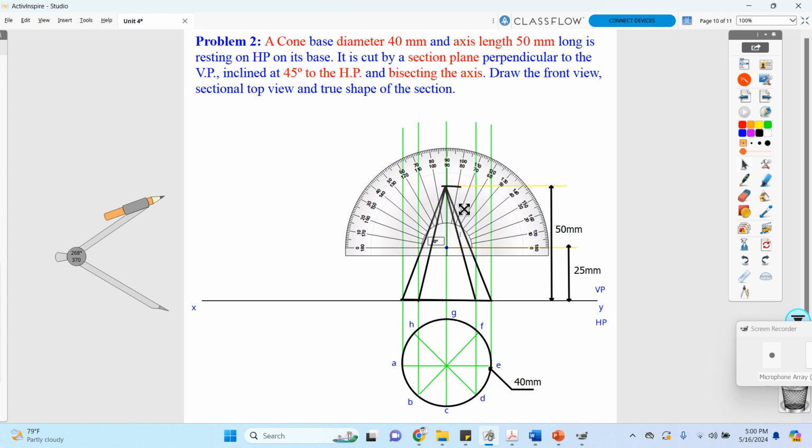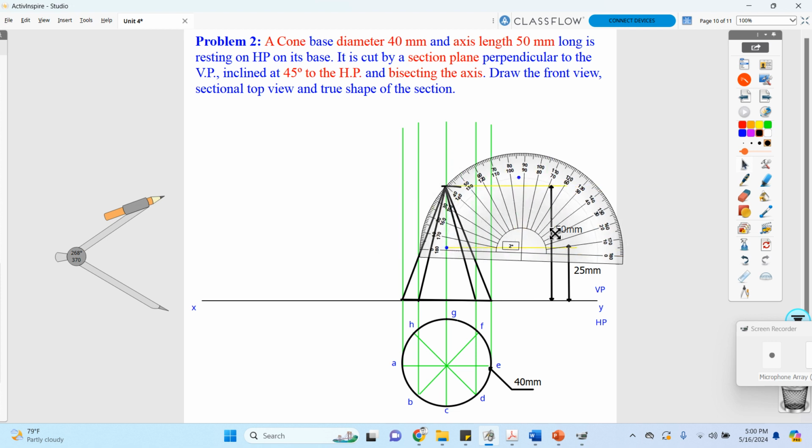Okay, in your question, the cut section plane is perpendicular to VP and inclined at what angle have they provided? At what angle have they provided in the question? So I am going to mark 45 degrees over here. Okay, can you understand?